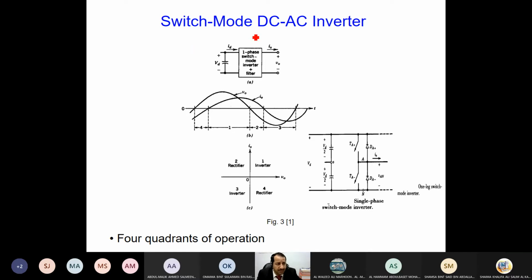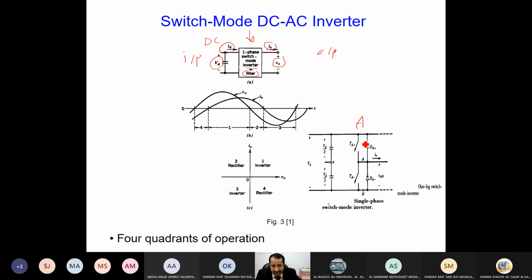Now here is my inverter, as you can see here, a one phase switch mode inverter plus its filter. My input is DC, as you can see here, Vd and Id, as we discussed for the rectifier or the DC-DC converter. What is coming as input to the inverter is DC. My output is AC, vo, instantaneous, which means AC. First, I will talk about one leg. This is one leg, leg A.